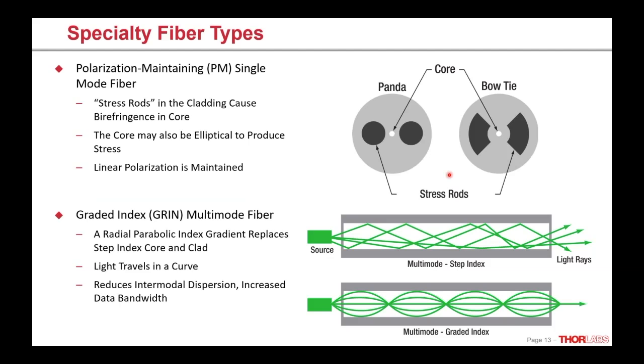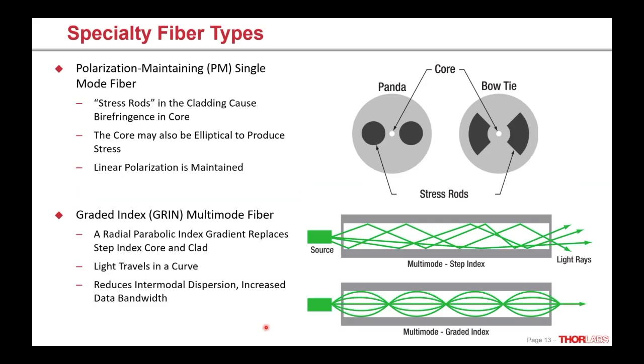Another interesting fiber type is what we call graded index multimode fiber. Now, everything I've shown you so far is what we would call step index fiber. So in other words, there's a step change in the index between the core and the cladding at that core-clad interface. Instead, in these graded index fibers, we have a radial index gradient, which replaces that step index. And how cool is this? Light actually travels in a curve inside this fiber along this index gradient.